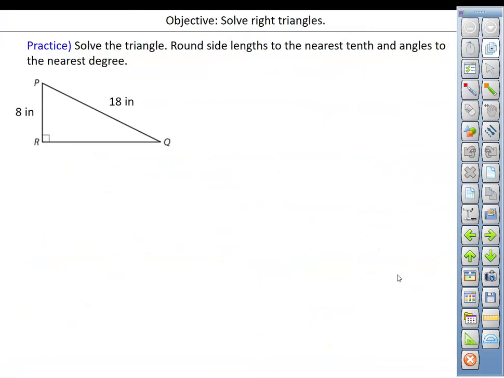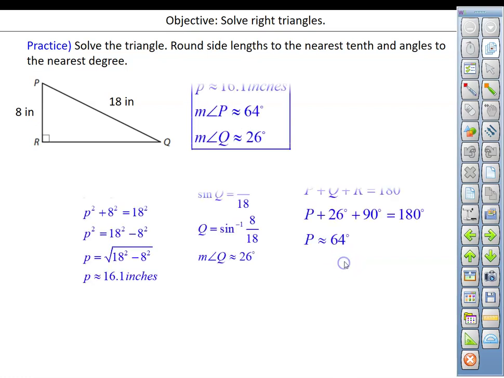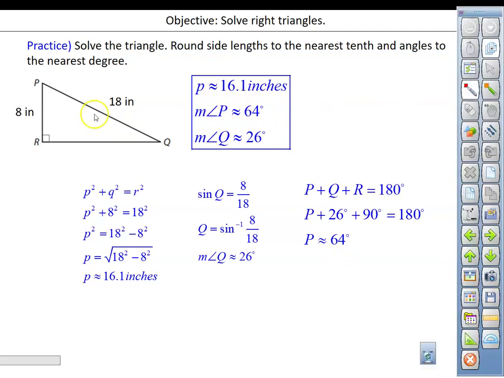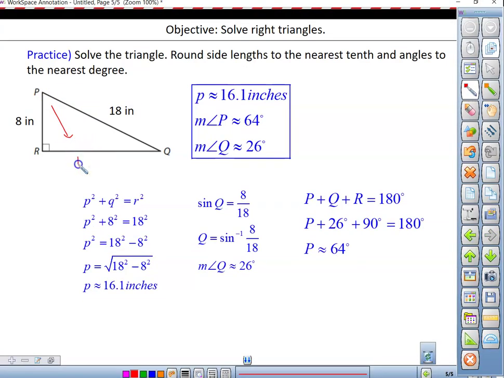All right, so moving on, here we have a practice problem. I would encourage you to pause the video here, give yourself some time to work this out before the solutions are revealed. All right, so here are the solutions. So side P, which is the side across from angle P here, you should have about 16.1 inches. And then angle P is about 64 degrees, and angle Q is about 26 degrees.